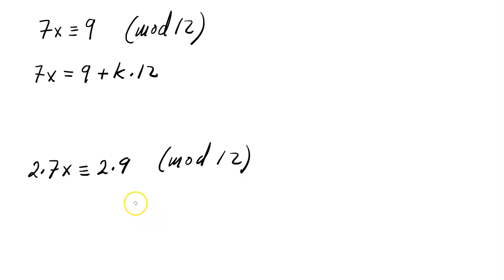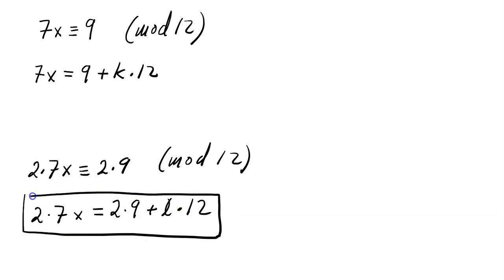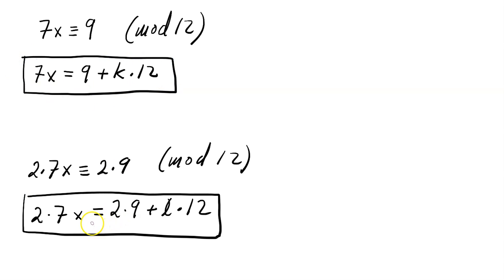What does this correspond to? Okay, that corresponds to that 2 times 7x should differ from this with the multiple of 12. So these should differ by a multiple of 12. If you now compare these two, we see that there is a difference here now. We see that we have multiplied 7x and 9, but we haven't multiplied this.